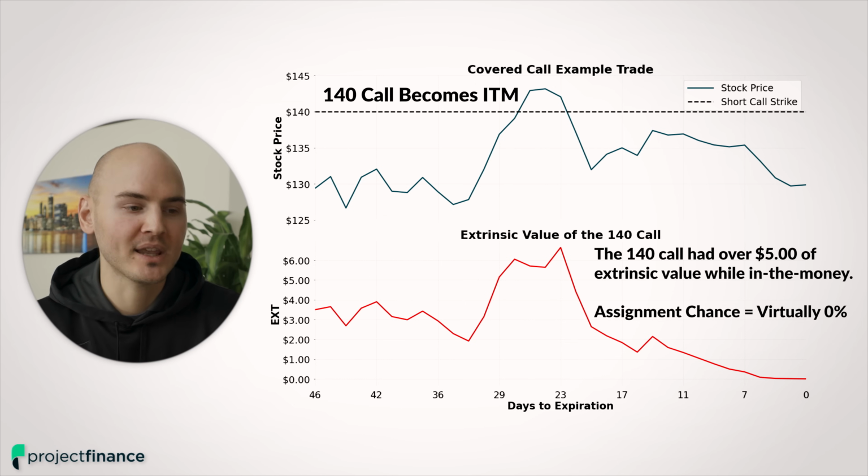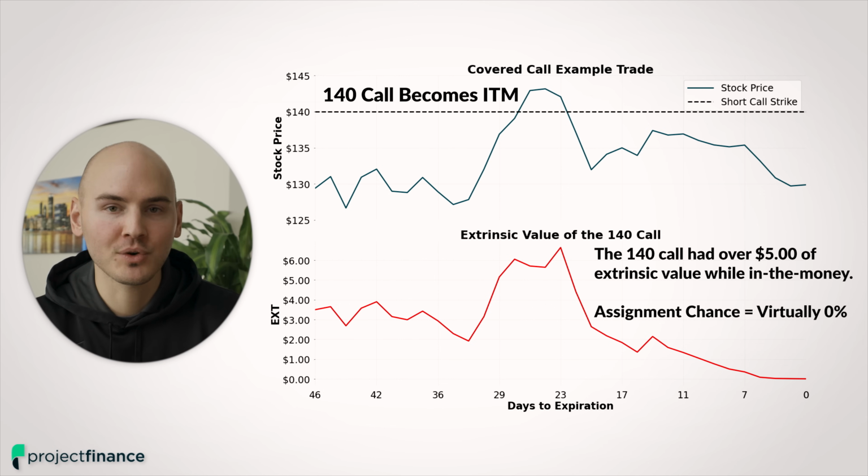Because if a call option owner exercises the option when it has $5 of extrinsic value, they are literally burning $500 of value in that call option. And if they wanted to buy 100 shares of stock, instead of exercising the call option, they could have simply sold the call option and purchased 100 shares of stock, which I call the synthetic exercise.